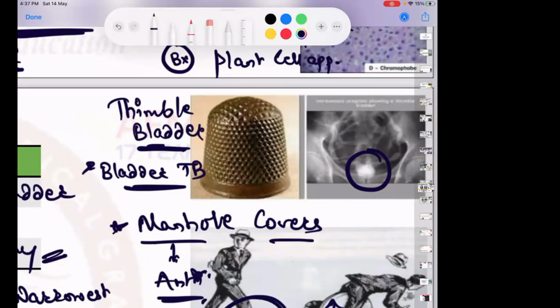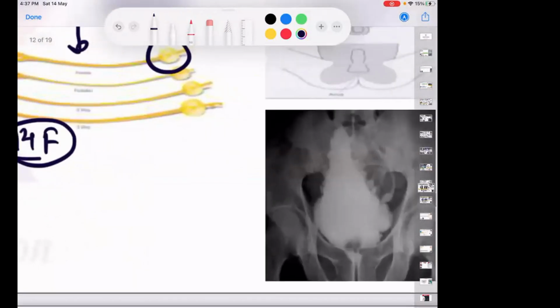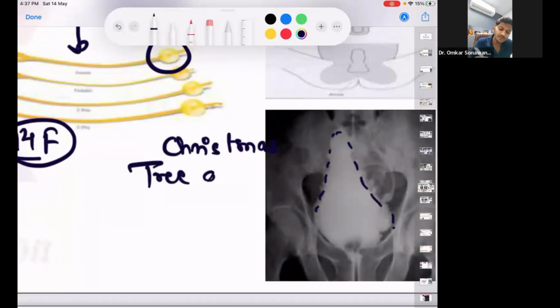Important. Then please answer this one. What is this one? Here you can see that the bladder is almost like a Christmas tree. So this is known as the Christmas tree appearance. And the Christmas tree appearance of the bladder is seen in which condition?